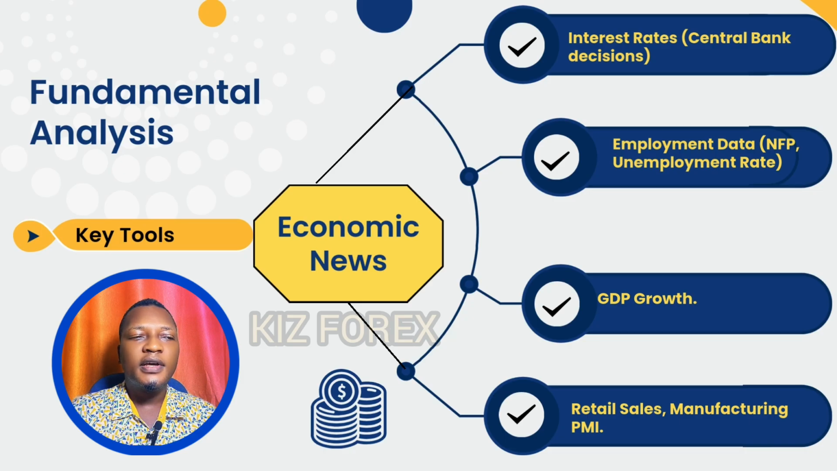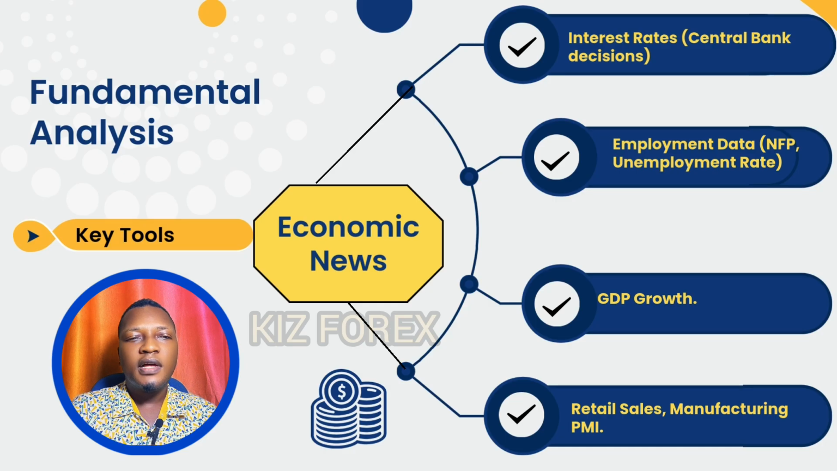One of the economic news that they use is, of course, the central bank interest rate. The central bank interest rate is one thing that they use. These are news that come out in the market every now and then. So this is one of the economic news that the fundamental trader uses to determine the movement of the market.